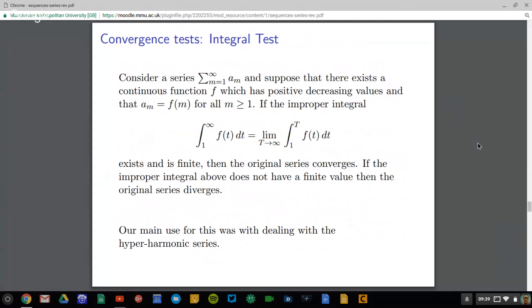Converging to 0, effectively. And then if the infinite integral of the function exists and is finite, so if the infinite integral is convergent, then the infinite series will be convergent as well. But again, this test doesn't tell you what the actual limit of the series is. It just tells you whether a particular series is convergent or divergent.